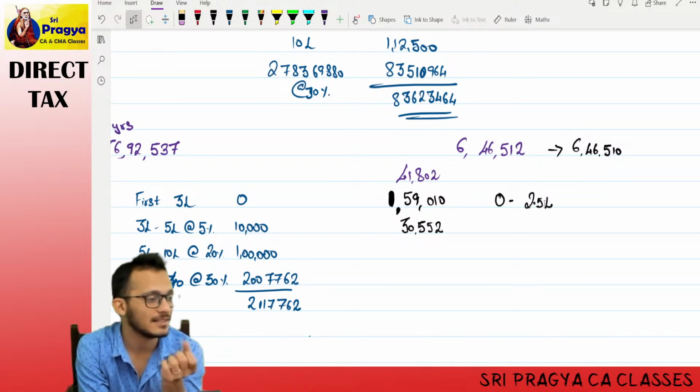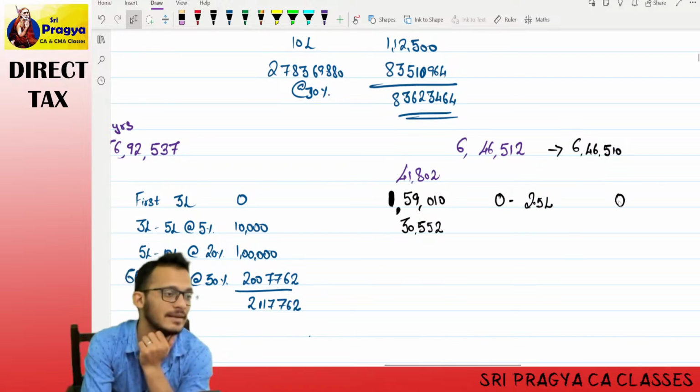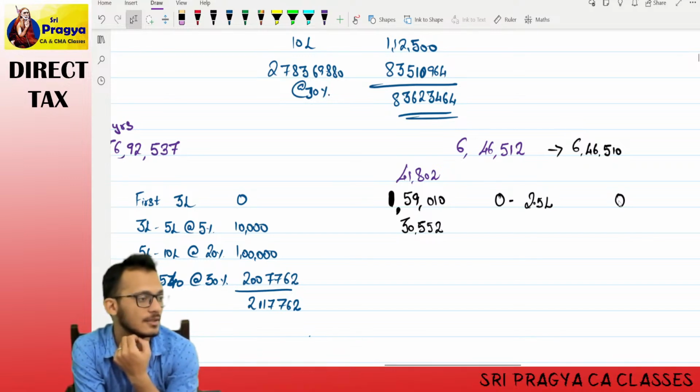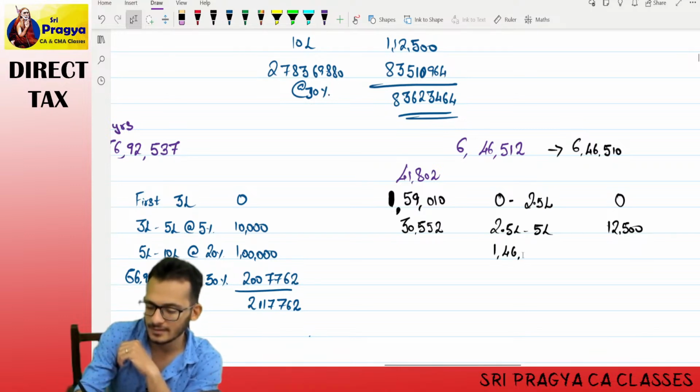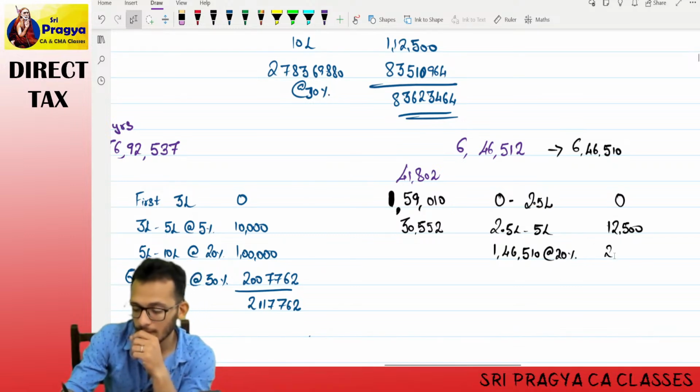0 to 2.5 lakhs, it will become 0. Understand, your age is not the only criteria. Your residential status is also important. In this case, since you are a non-resident, your slab moves back to 2.5 lakhs, which means 2.5 lakhs to 5 lakhs will be 12,500, leaving you with 1,46,510 at the rate of 20%. The number is 29,302.